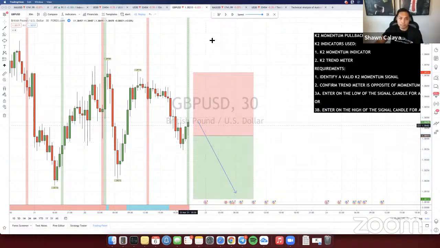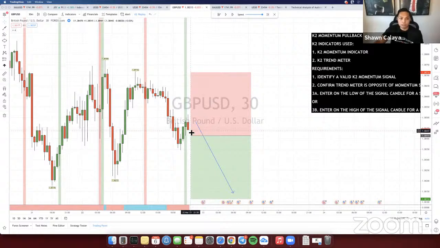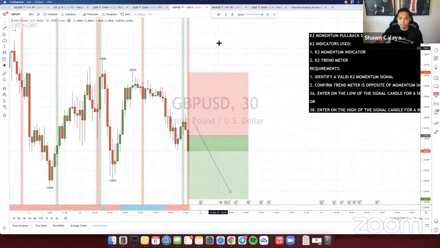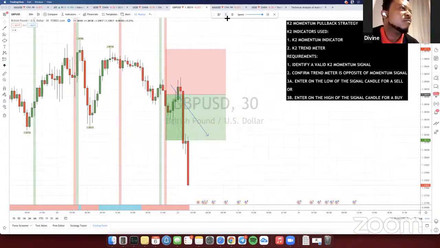So with that said, you place your sell stop right there. Right here, price currently hasn't filled your order because price hasn't come down to entry point. Right there, automatically you're in the trade. And then you let it run, full TP, right?